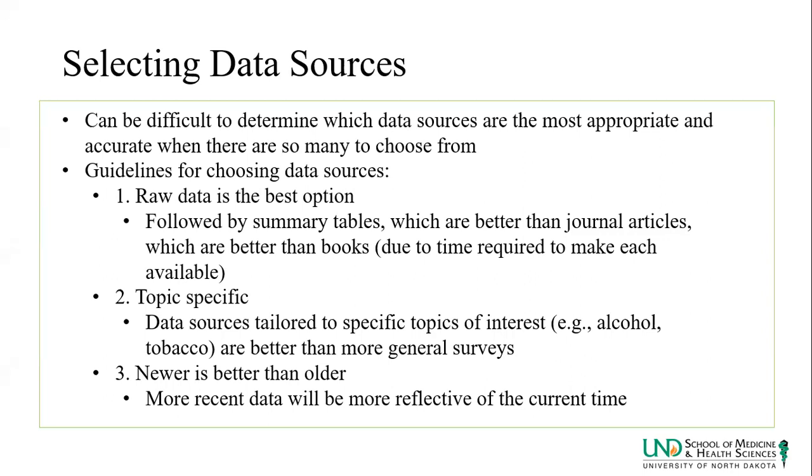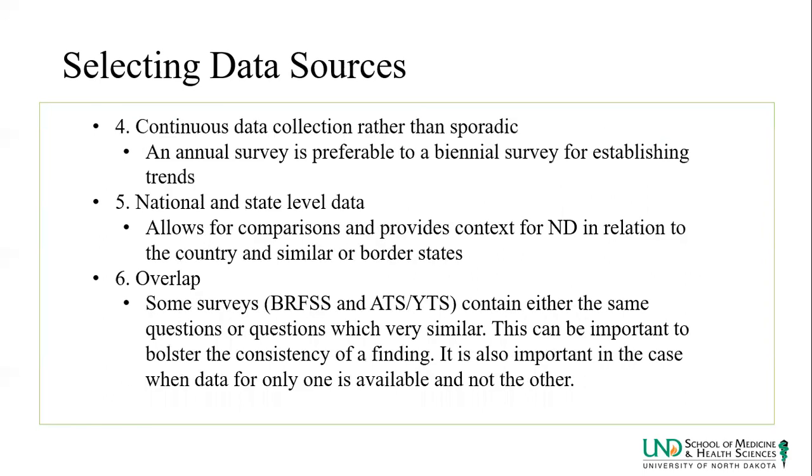The third guideline is that newer data is generally better than older data. This one is pretty self-explanatory, but obviously more recently collected and published data will be more reflective of the current time compared to older data sets that were collected and published years ago. The fourth guideline for selecting data sources is that continuous data collection is better than sporadic or infrequent data collection. In other words, a survey that is conducted on an annual basis is preferable for establishing trends over time compared to a survey that is conducted every 2 years or every 5 years, for example.